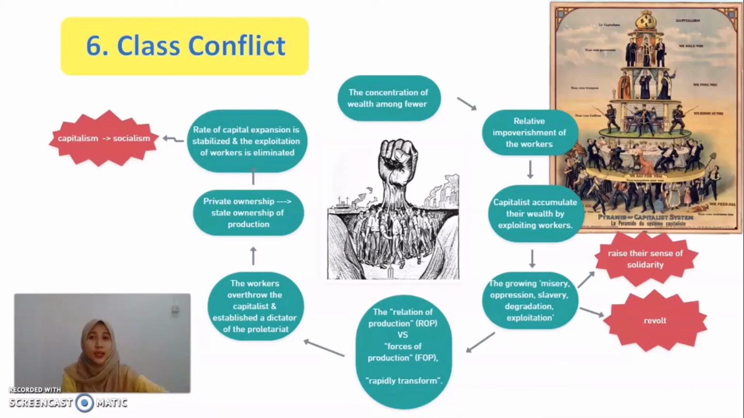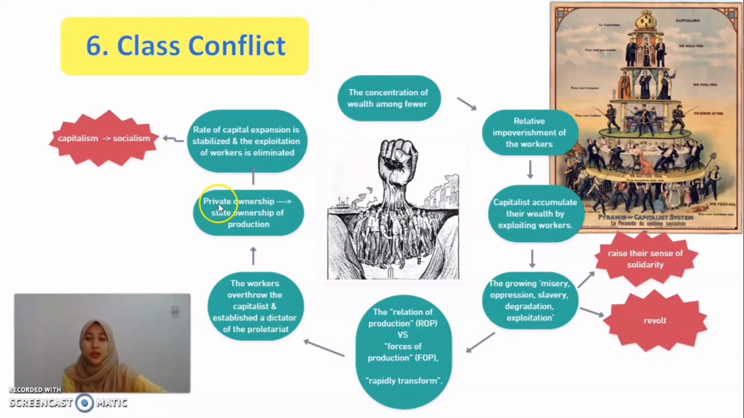It means that no matter how long a proletariat works, they still receive the same salary. So there is a growing misery, oppression, slavery, degradation, and exploitation. As a result, the working class or proletariat raises a sense of solidarity and they will revolt. So there is a conflict between the relations of production, ROP, and the forces of production, FOP, and society will be rapidly transformed. The workers overthrow the capitalists and establish the dictatorship of the proletariat.